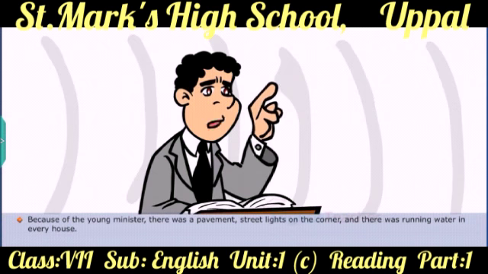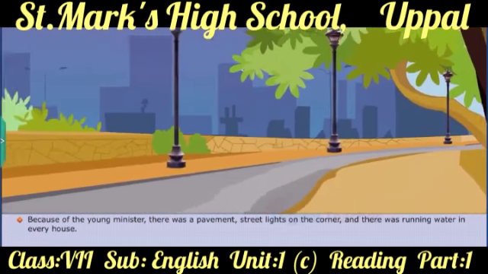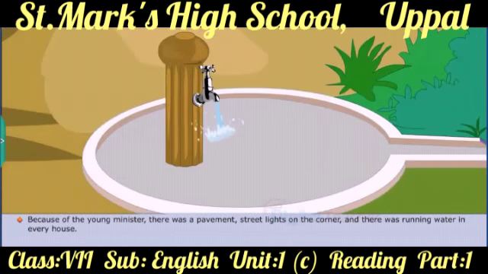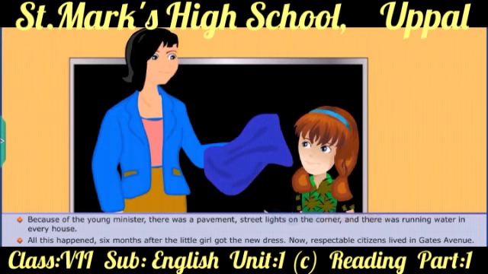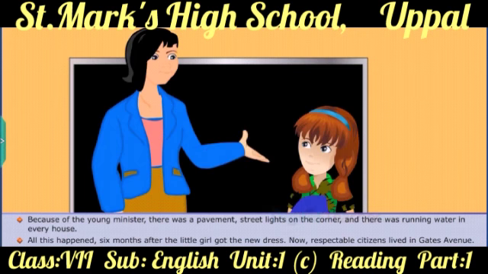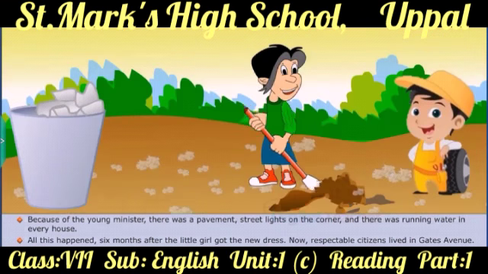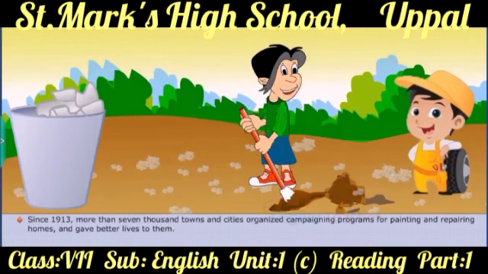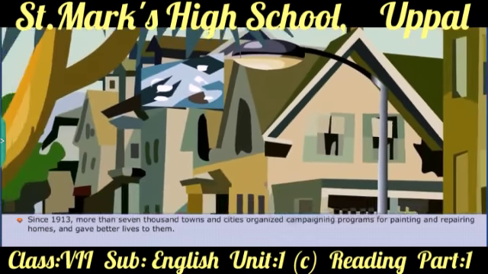Because of the young minister, there was a pavement, street lights on the corner, and there was running water in every house. All this happened 6 months after the little girl got the new dress. Now, respectable citizens lived in Gates Avenue. People who heard the story of Gates Avenue began to organize their own cleanup campaigns. Since 1913, more than 7,000 towns and cities organized campaign programs for painting and repairing homes and gave better lives to them.